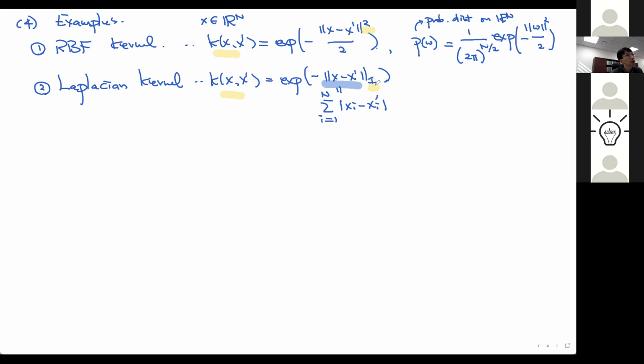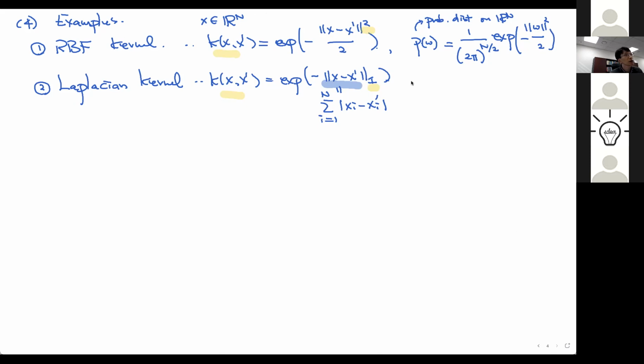So the rate of decay, when x and x prime become far apart, is different for the RBF kernel and the Laplacian kernel. The RBF kernel decays much faster because it decays like the exponential of a square. The Laplacian kernel decays a bit slower because it's just an exponentiation of linear terms. So when x and x prime are far apart, the RBF kernel will give a smaller number.